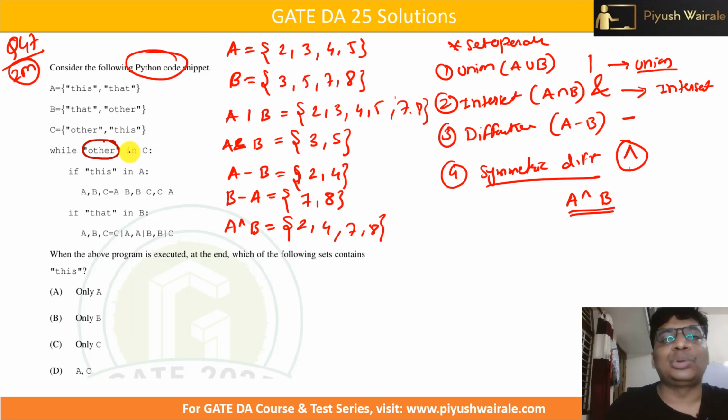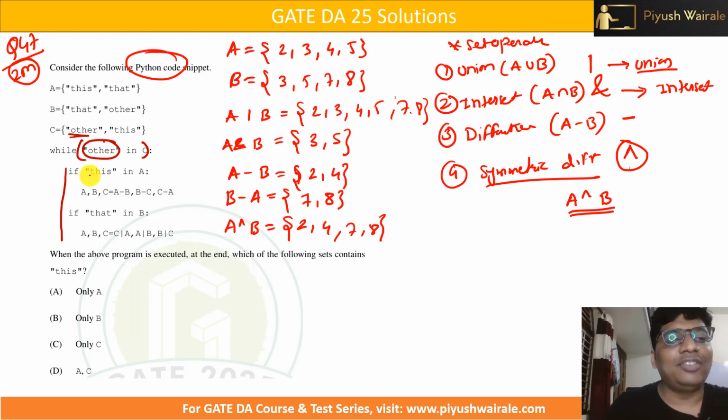The in operator is used to check whether that element is present in the set or not. That's it, right? So this is a condition. I hope you understand how the while loop works. So is other in C? Yes, other is present in C, that is true. Then we are going to execute this particular thing.